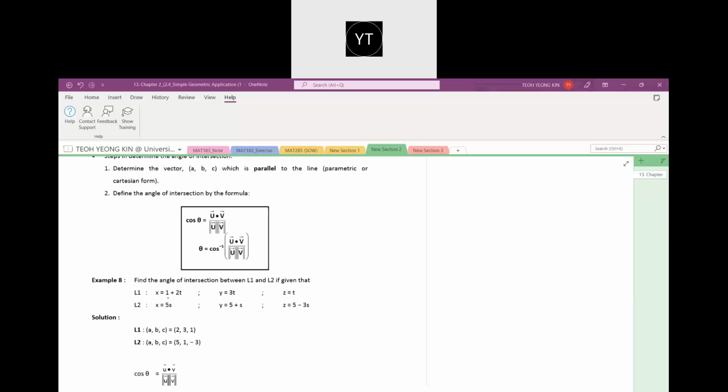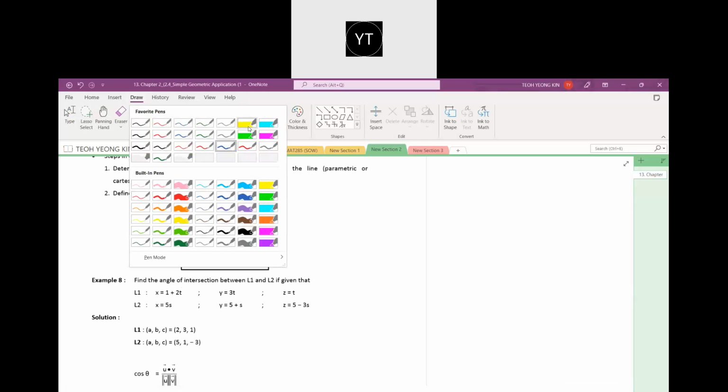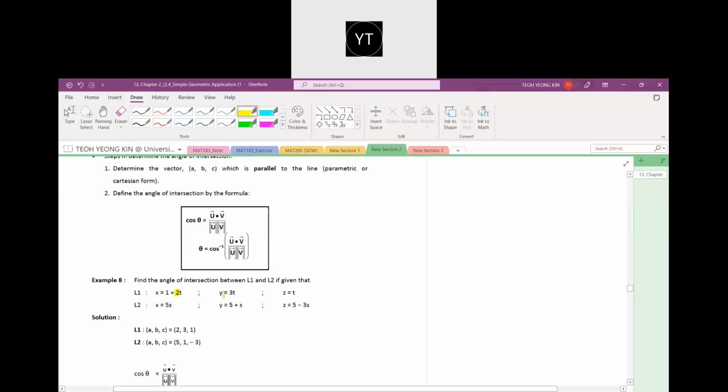So from line 1, its ABC is the values in front of the T: 2, 3 and 1. And then line 2: 5, 1 and negative 3. You can see L1: 2, 3 and 1. L2, the ABC is 5, 1 and negative 3. So this is the parallel vector. Here you have to remember, to find that vector, we use the parallel vector. And then the formula is using the dot product.